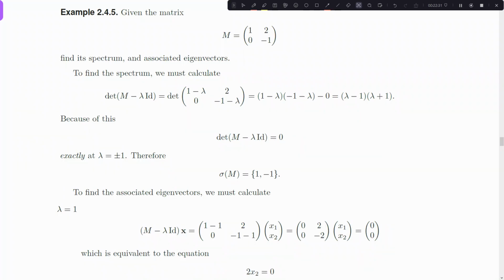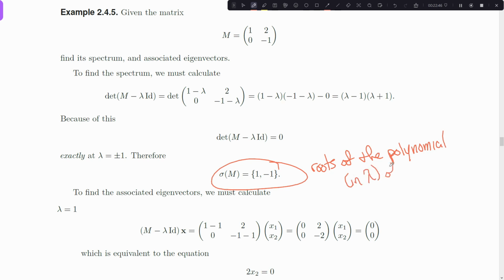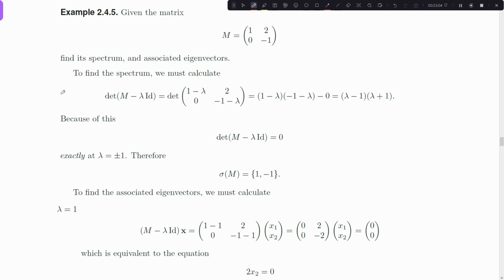So the spectrum is exactly the roots of the polynomial in lambda of determinant M minus lambda Id. That's always what we want to think every time something asks us to find the spectrum. Finding eigenvectors is a little bit trickier, but you've probably done this before.